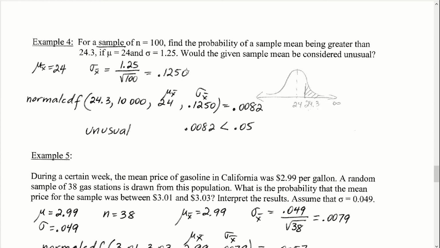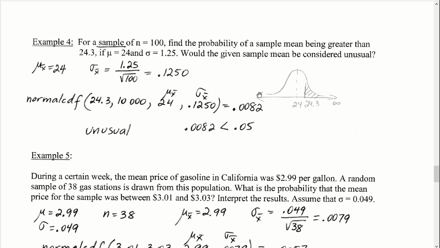Now, before we can use our normal CDF calculations, we have to understand and know why this particular sampling distribution is going to be normally distributed. And the answer to that is because of the sample size. Here, we know that n is 100, which is greater than or equal to 30. So because we have a large enough sample size, that means that our sampling distribution will be a normal distribution.